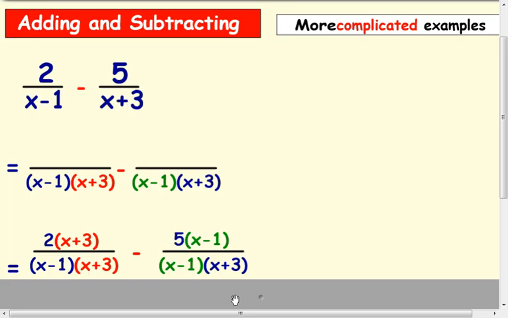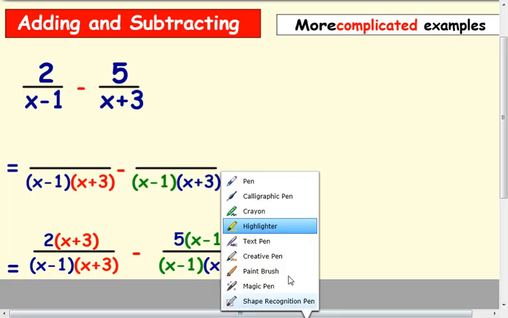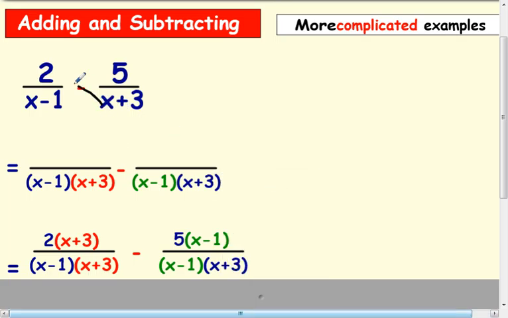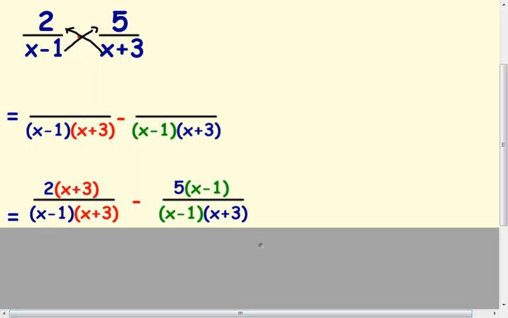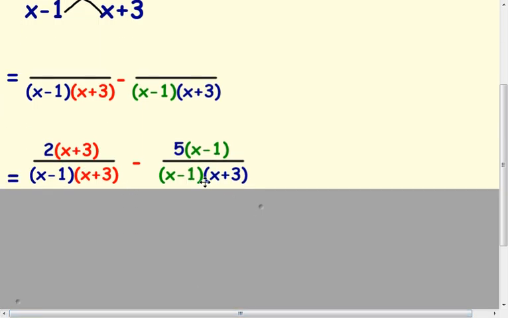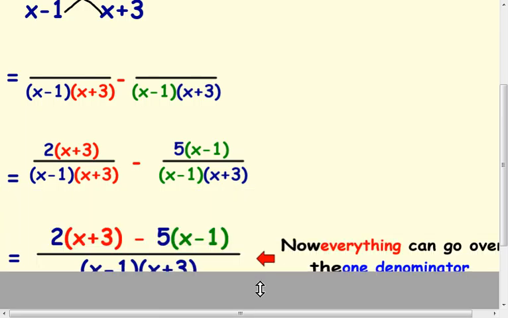It's the diagonal thing you were doing before. Diagonally times up, and you'll see it down here. And diagonally times up, and you'll see it over here. So you've got a common denominator now, so just set it all over the x minus 1, x plus 3. Make sure you put a takeaway in the middle this time.